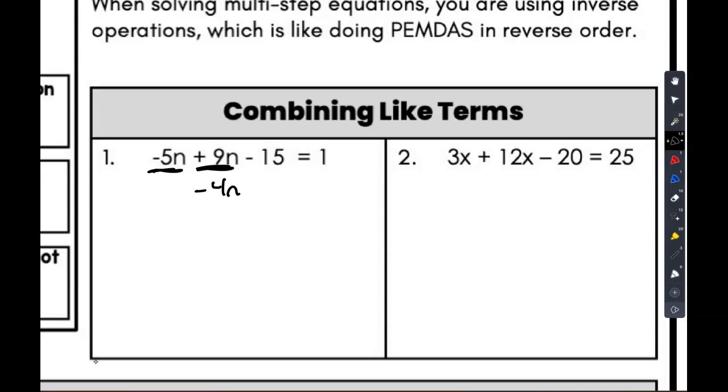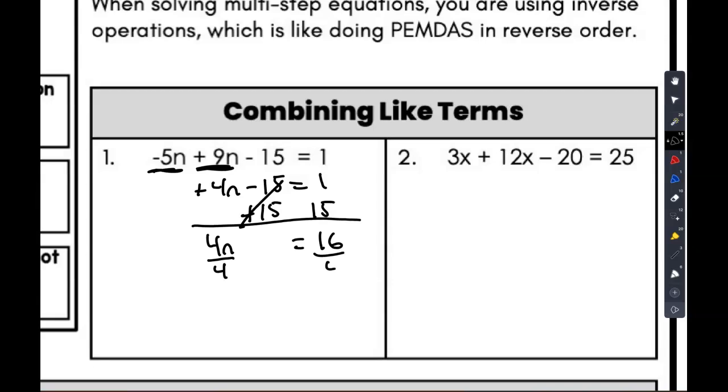Actually, it should be positive 4n. All right. Now, bring everything else down. Minus 15 is equal to 1. All right. Now I'm going to work with the constant and then deal with the coefficient. So I'm going to add 15 on both sides. 1 plus 15 is 16. And then these will cancel out. I'm going to bring down the 4n. And then we're going to divide by 4. Dealing with the coefficient now. Dividing by 4. And n is equal to 4.